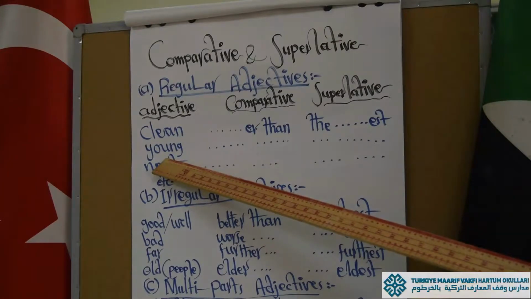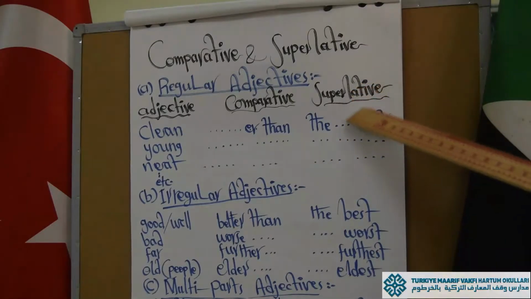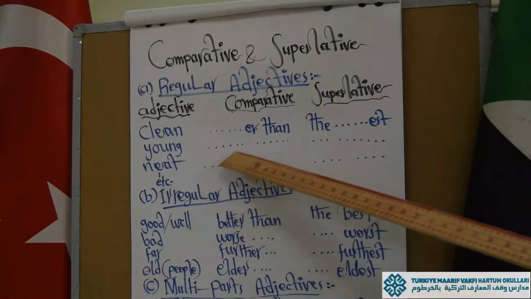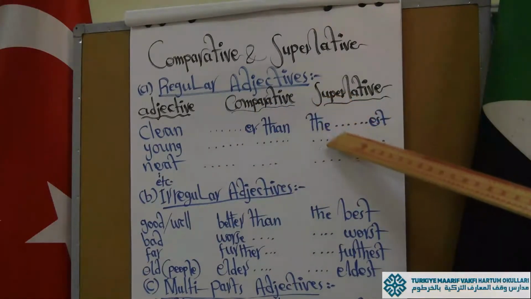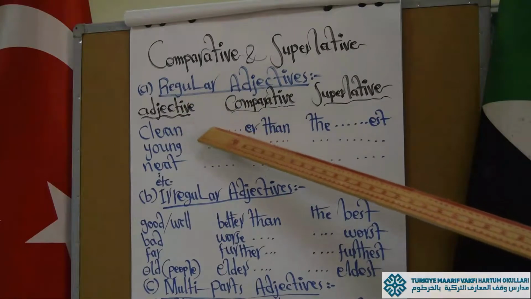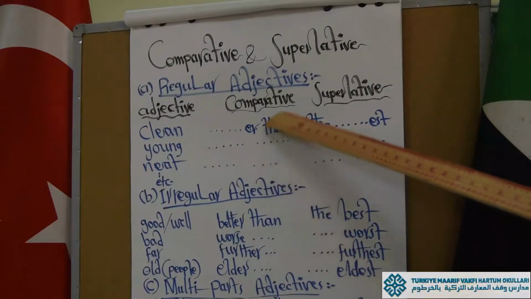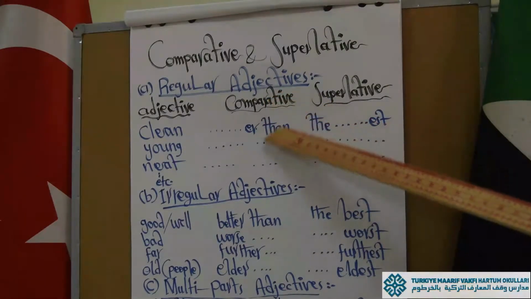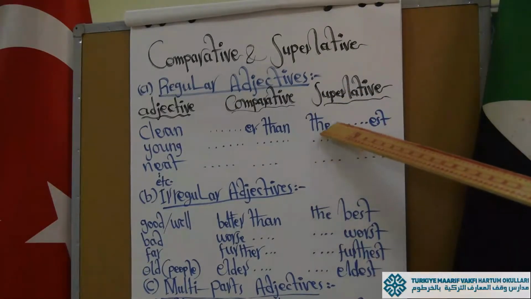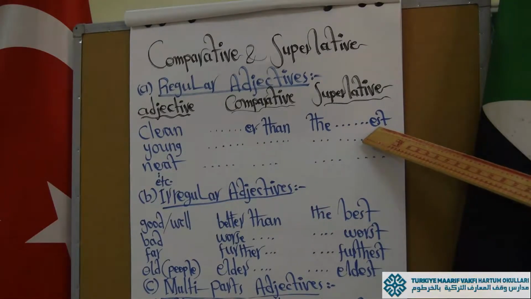The same thing we can say with young: younger than if there are only two things, and the youngest is the superlative form if there are more than two things. We have neat, neater than, the neatest. These kinds of adjectives we call regular adjectives because they all accept er at the end, plus than, in the comparative form between two things. But when it comes to superlative, all of them accept the at the beginning and use the same spelling of that adjective, adding est.